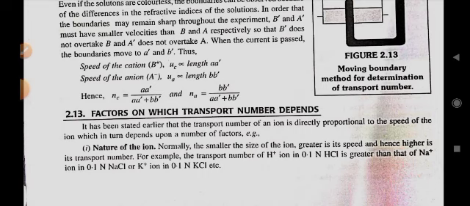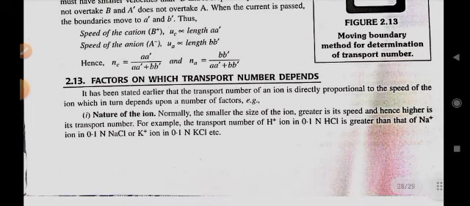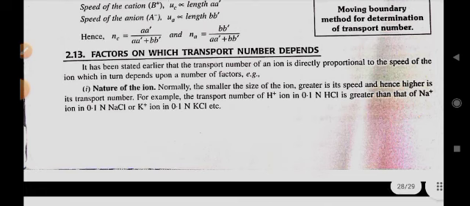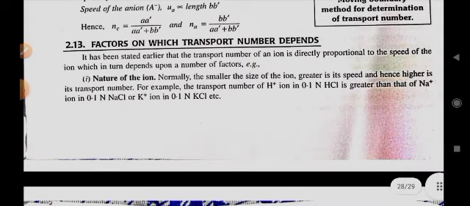The speed of the cation is directly proportional to length AA' and the speed of the anion is directly proportional to length BB'. Hence Nc is equal to AA' upon AA' plus BB', and Na is equal to BB' upon AA' plus BB'.